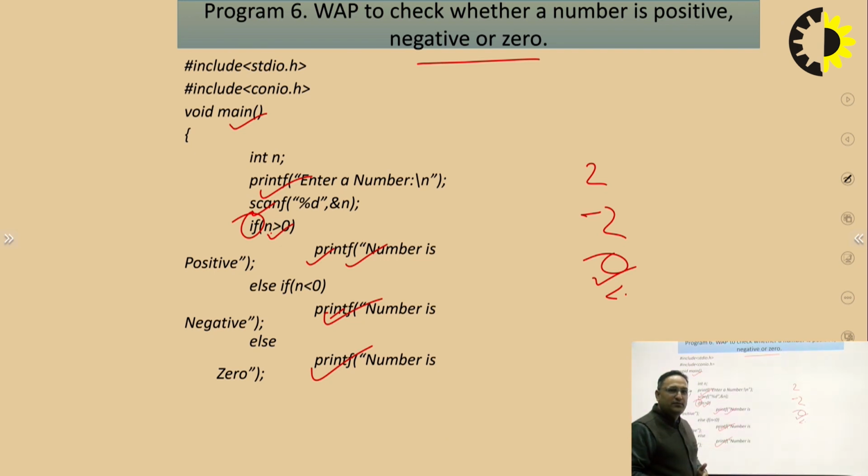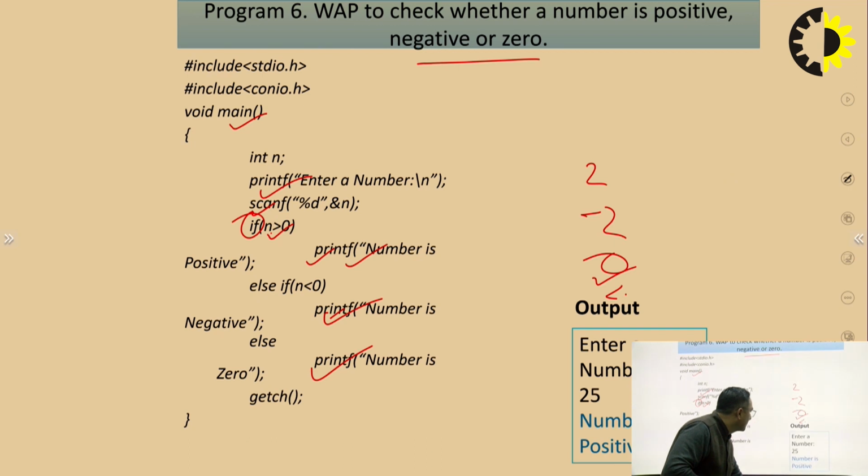This is a very simple program, but I just want to make you understand that if a program needs multiple conditional statements, how to arrange those statements so that you get the desired output from the program. So let's move further on. Here we have a quick output for the number entered by the user. It is 25, so the number is positive.